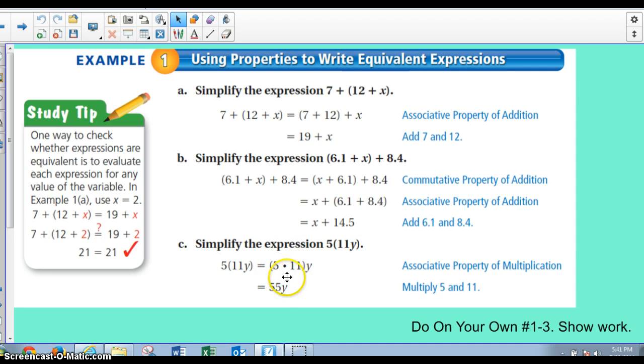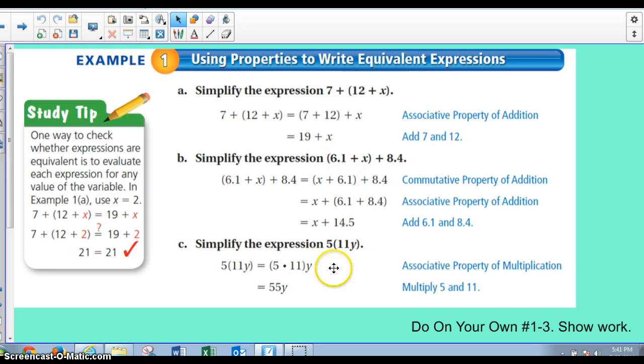I do 5 times 11, which is 55, and then it says times y. Remember, anything right next to a parentheses is times. So 55y is our answer. Please do the on your own. Numbers 1 through 3, show your work, show the properties you're using, identify the properties. So in this case, whatever they did, they wrote associative property of addition.